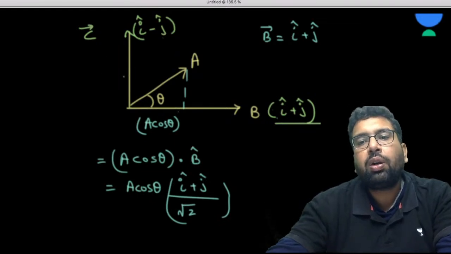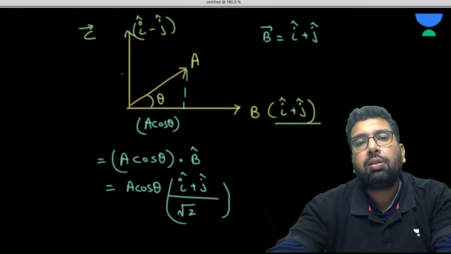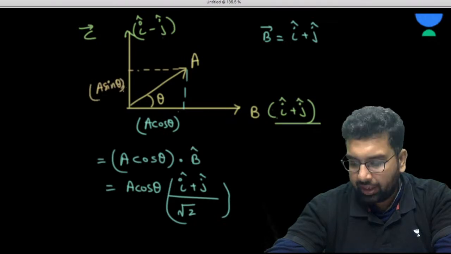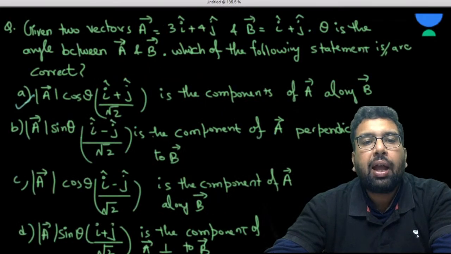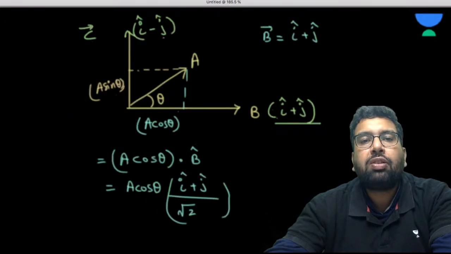Now when you want the vertical component, see, what is the component in this direction? So this has to be A sine theta. And this A sine theta is obviously the magnitude. When you do the resolution this way, you always get the magnitude. So A sine theta is the magnitude, and I minus j is the vector.